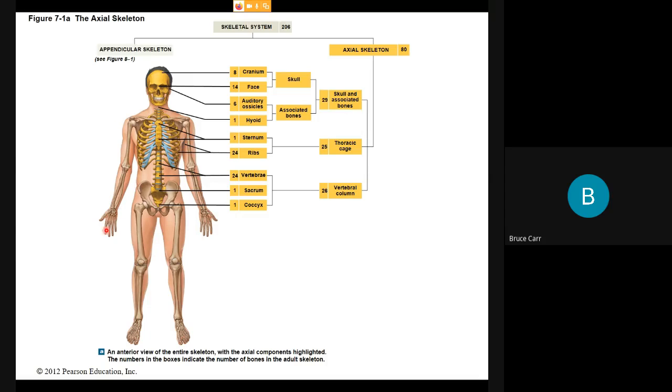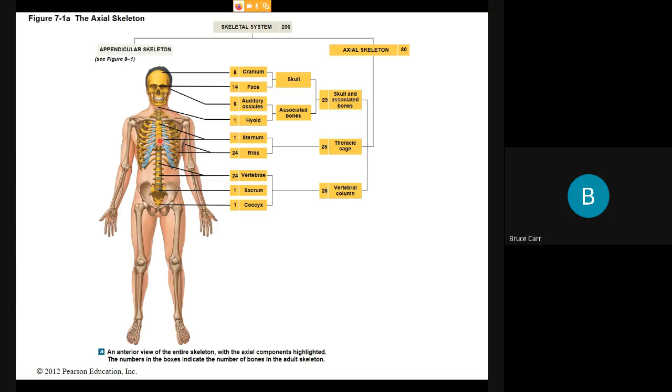So sensory messages coming in from the hands, motor commands going out to the leg muscles to walk, are all transmitted through the spinal cord in this vertebral column. Finally, this thoracic cage consists of 24 ribs and 1 sternum.